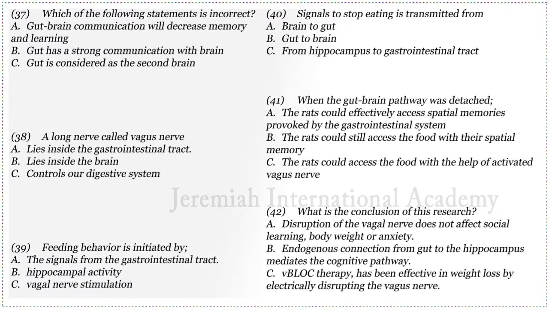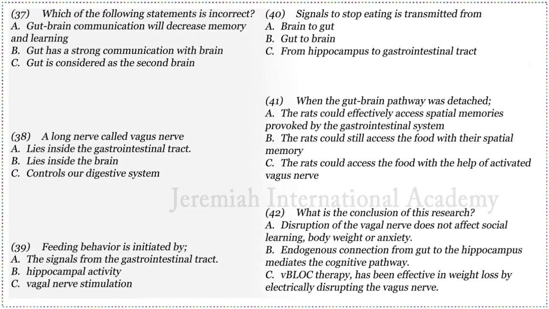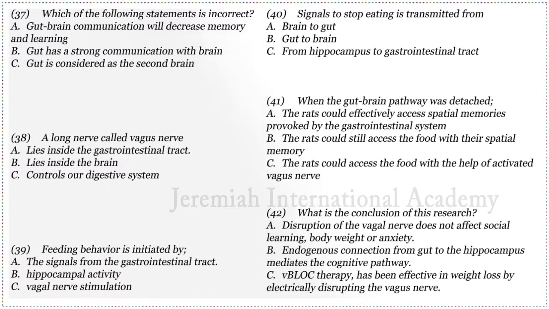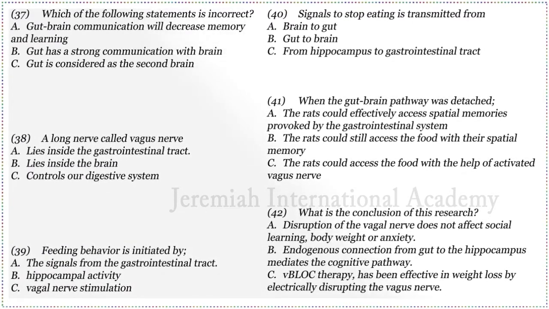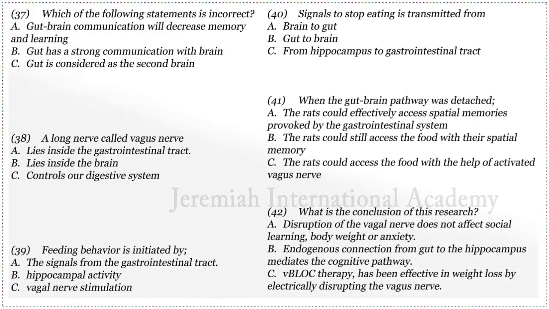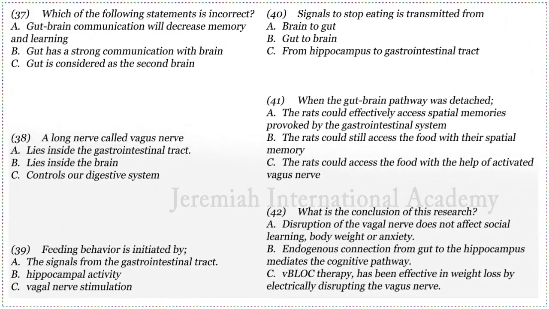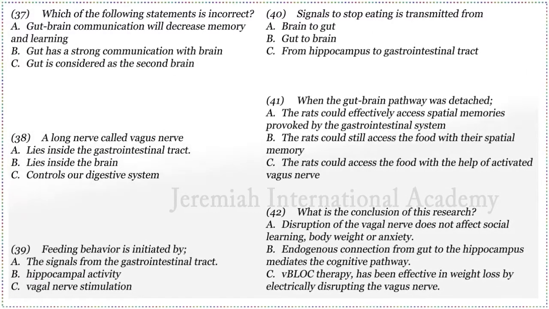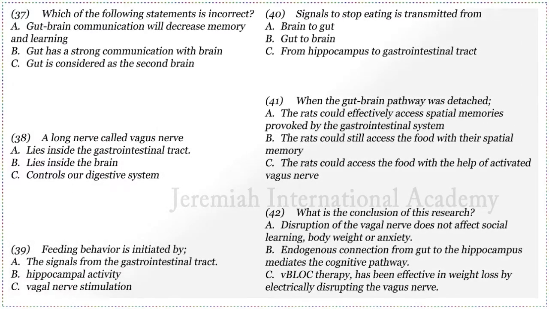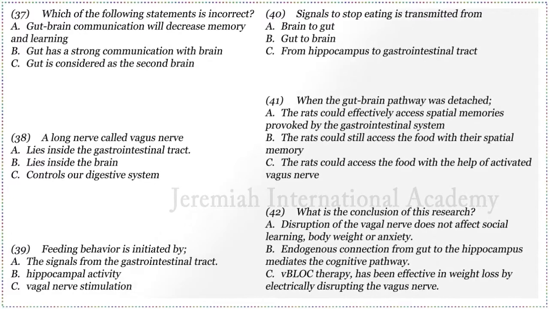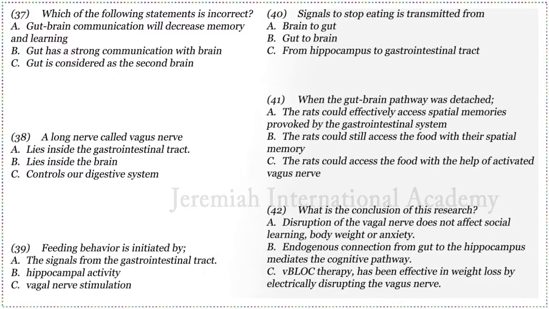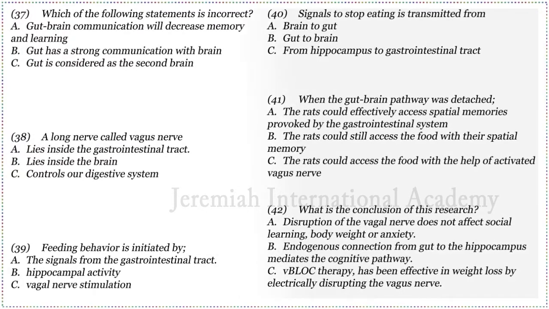Interestingly, this study revealed that the specific vagal nerve disruption studied here did not affect social learning, body weight, or anxiety. The study concluded by raising a concern over the lack of research in this subject. It is recommended that common bariatric surgeries, such as a gastric bypass, have been found to reduce the effectiveness of vagal nerve signaling to the hippocampus. Moreover, a recently approved FDA obesity treatment called V-block therapy has been effective in weight loss by electrically disrupting the vagus nerve.